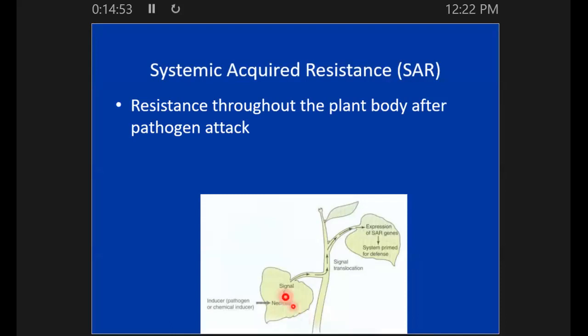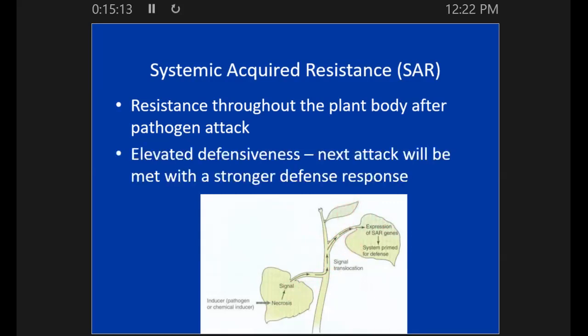And so here in this drawing, they're showing on the lower leaf that there's something attacking, maybe a fungus attacking that leaf. And the systemic response is that the signal is getting sent to all the other leaves and telling the whole plant to ramp up its defenses.